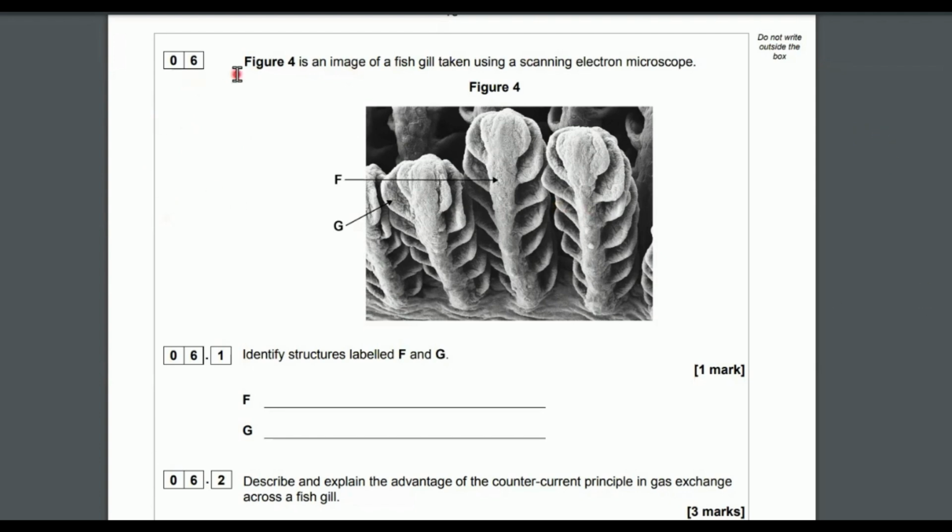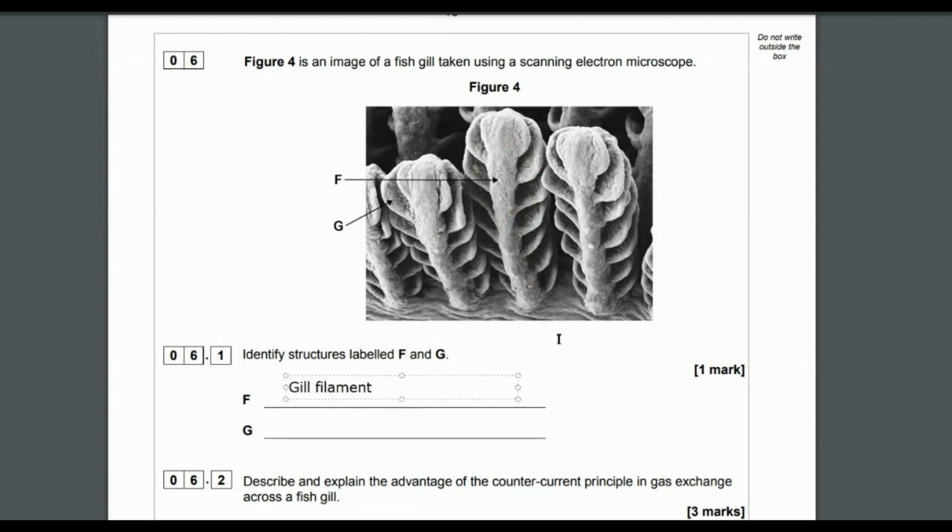Right, 6, figure 4, an image of a fish gill is taken using an electron microscope, a scanning electron microscope. Name F and name G, these kind of plates here that are down here, and name F, the structure that's holding those plates. Okay, let's go through the answers.